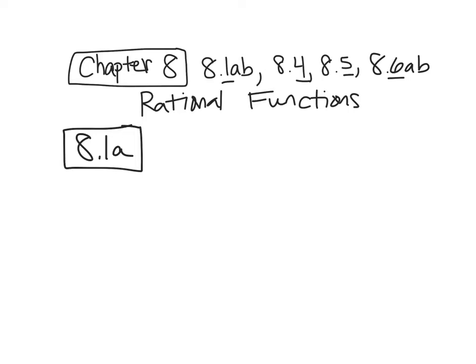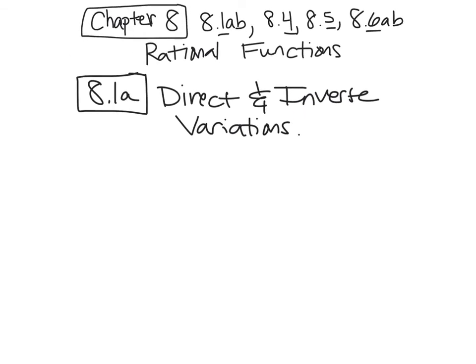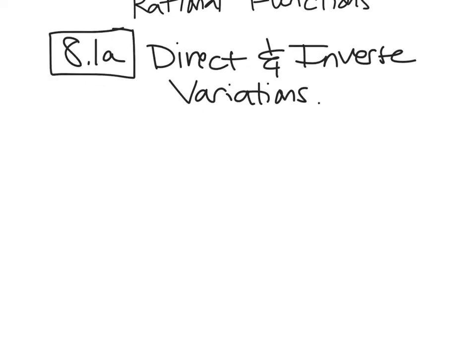So 8.1a, we're going to talk about 2 types of variations. We're going to talk about direct and inverse variations. If you look at that packet, it has you starting with direct variations, and then it'll have you do some problems, and then you'll go to the next page and they'll have you doing inverse variations, and then you'll do some of those. And then there's mixed, and the mixed is tough because you have to decide which one's which. So let's go ahead and start with direct.